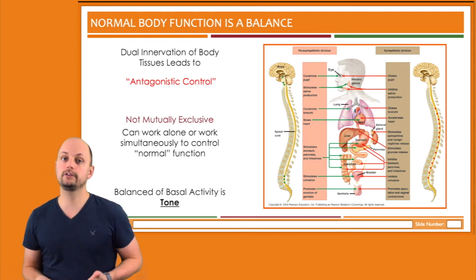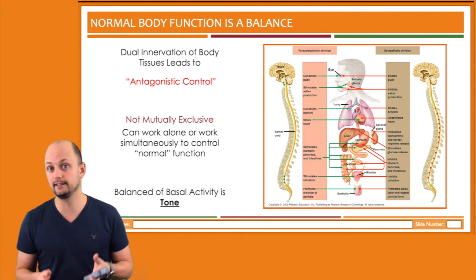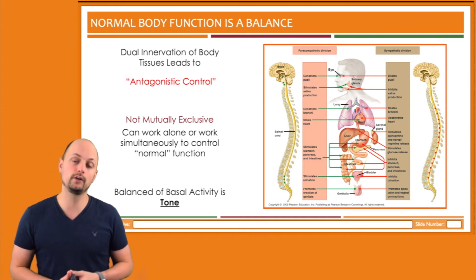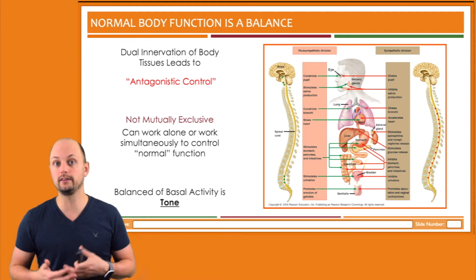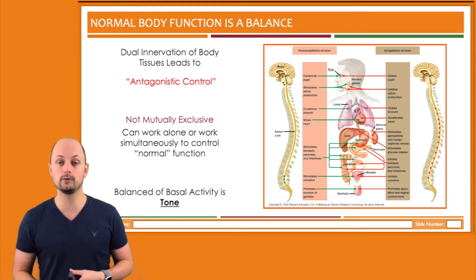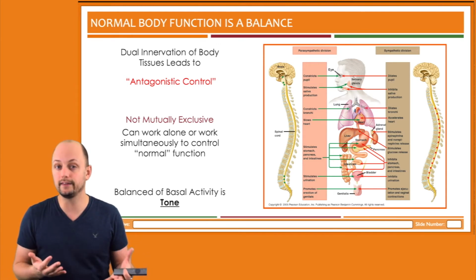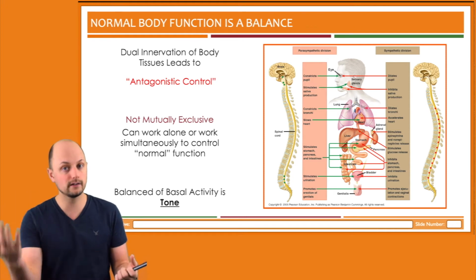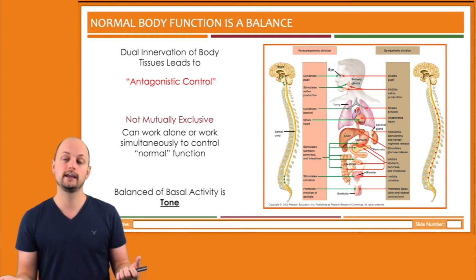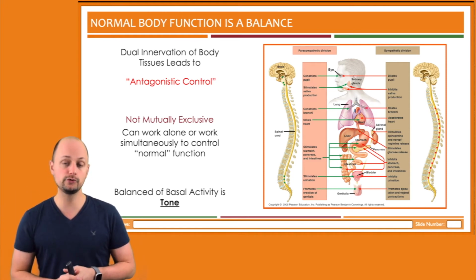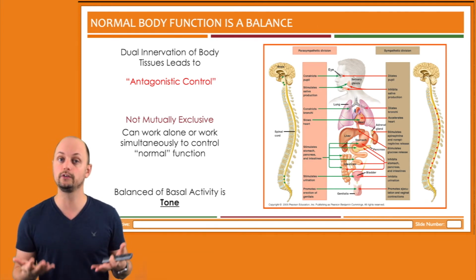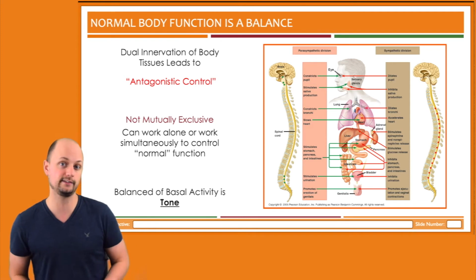The term that we use to describe this is antagonistic control. In other words, the normal function of any organ, whether it's your resting heart rate or motility in the gut or respiration rate or baseline secretion for something, is really determined by the balance between the amount of sympathetic stimulation that it's receiving and the amount of parasympathetic stimulation that it's receiving at any given point. So just like muscles have tone, most other organs have tone as well, determined by the autonomic nervous system.